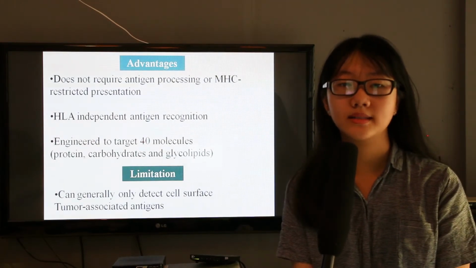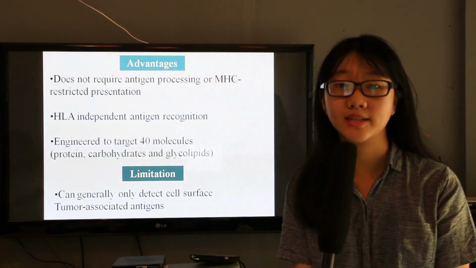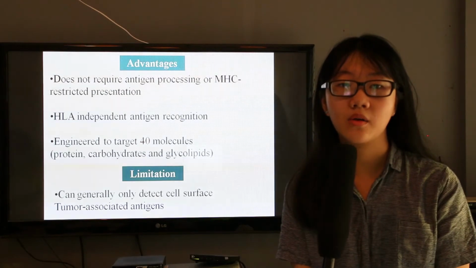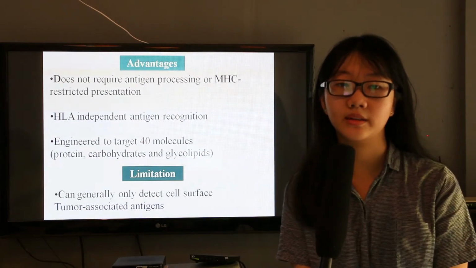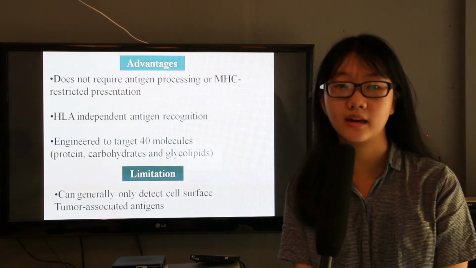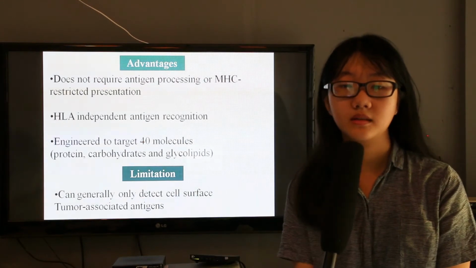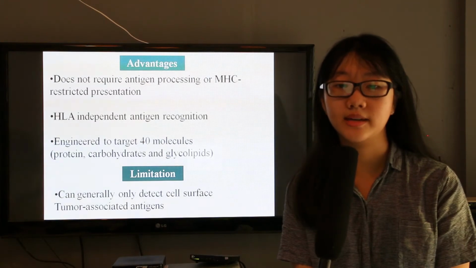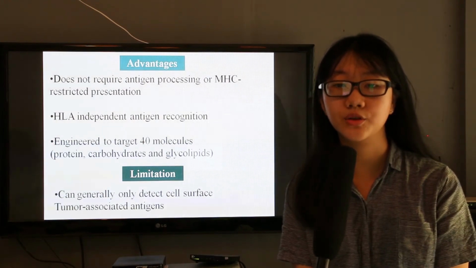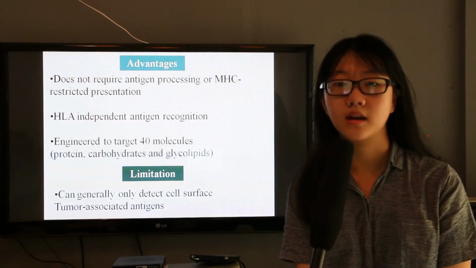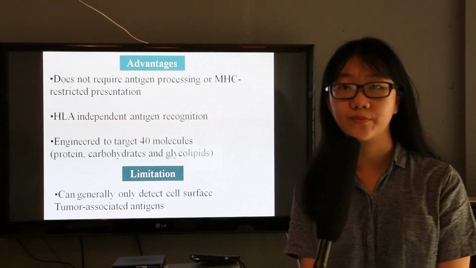It does not require antigen processing or MHC-restricted presentation. It has HLA-independent antigen recognition, and it's engineered to target molecules such as protein, carbohydrate, and glycolipids. The limitation of CAR is that it can generally only detect cell surface tumor-associated antigens. This is the end of my part, and my friend Thư will continue our group presentation.